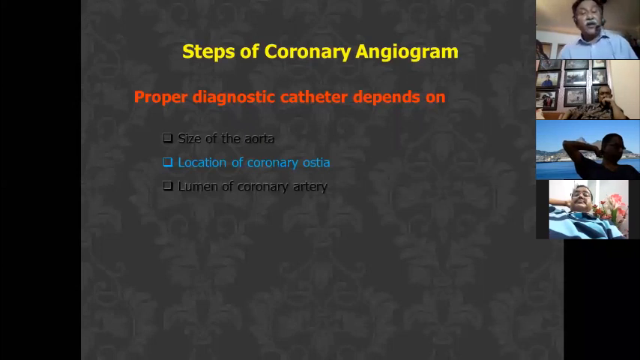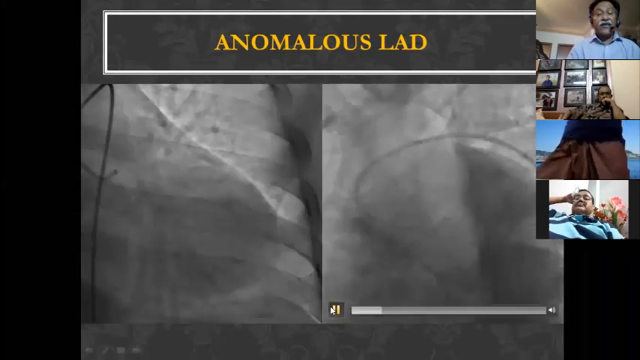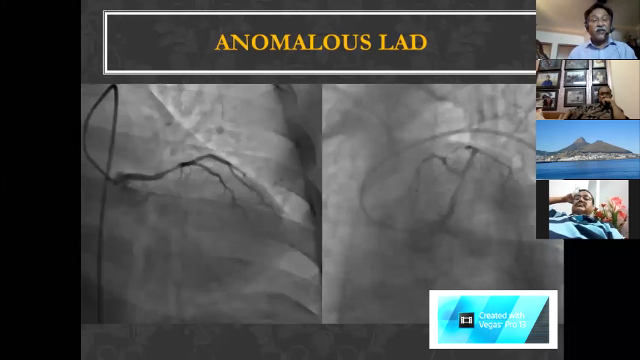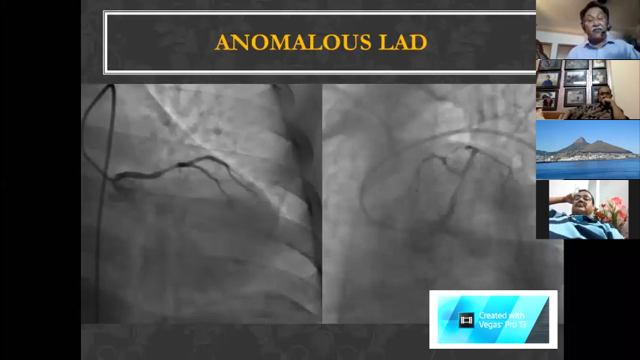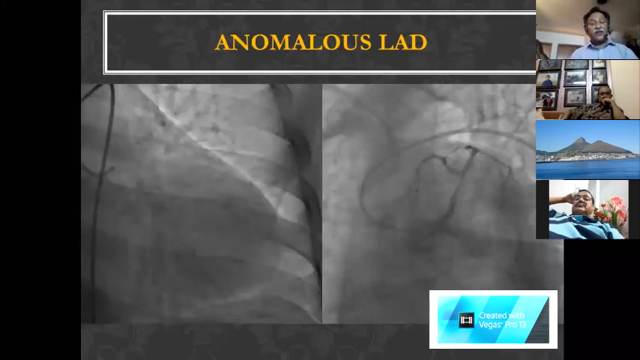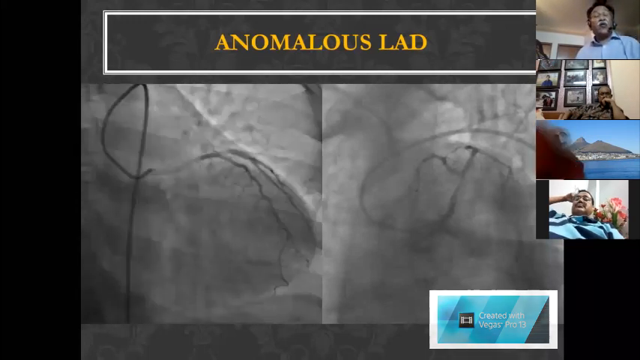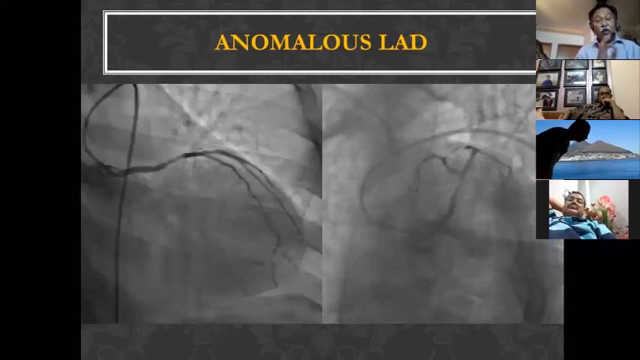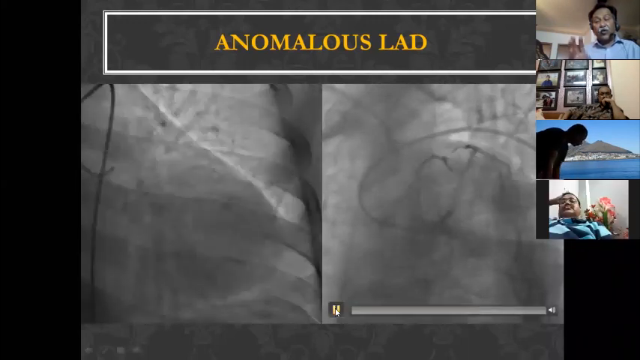Sometimes the location of the coronary artery may not be in the usual place. Say, for example, in this situation the left coronary artery appears to originate a little bit high up, and you are not seeing the circumflex. Here, a 3.5 catheter will also not fit. So you will need a one size smaller catheter, like 3 cm, that will fit nicely coaxially. And if you see on the caudal view, it is nicely coaxially placed.